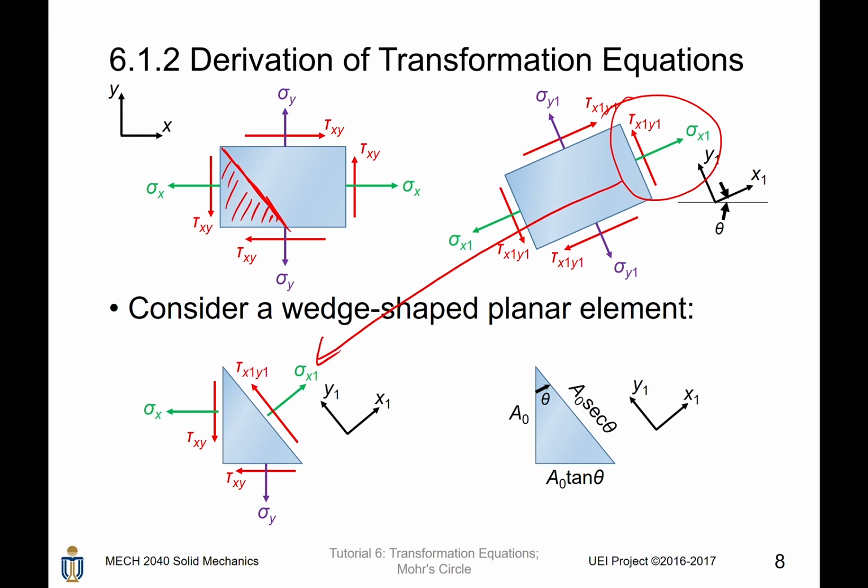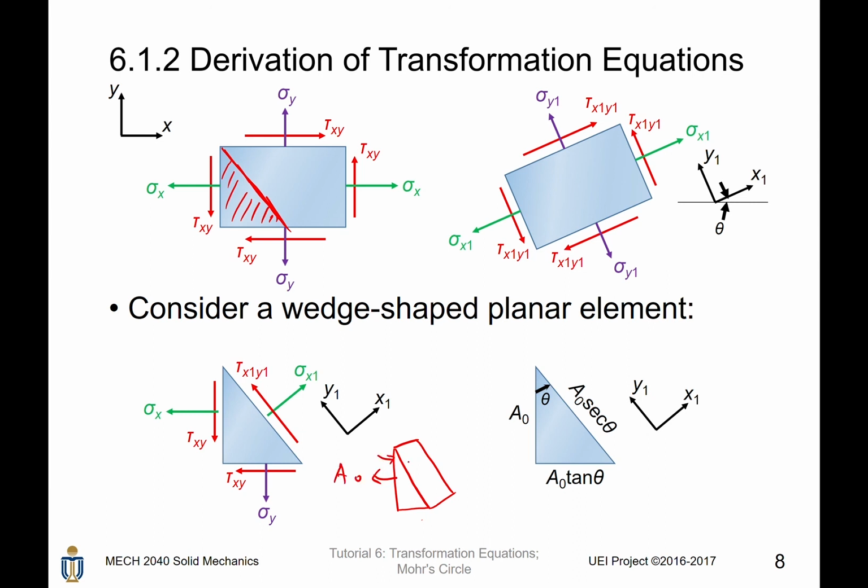However, it is not really a triangle. We consider this stress element as a wedge. That is, probably the shape would look like this. So it is a kind of wedge-shaped planar element. So for this surface, it has an area of A0.